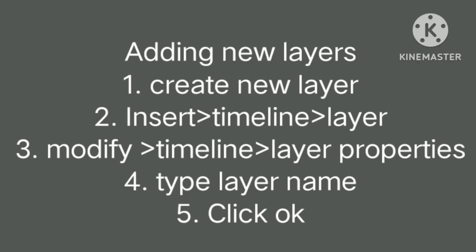By using two ways we can add a new layer. First you should choose insert, timeline, layer. Then one layer will be created above our active layer. Another method is to choose modify, then timeline, layer properties. Then one dialog box will appear. Here you can type your layer name, then click OK.